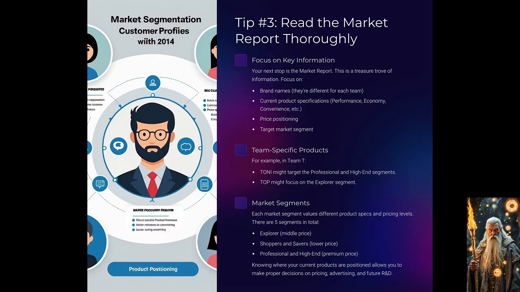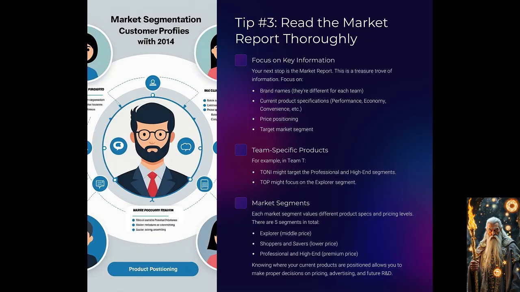Each market segment values different product specs and pricing levels. There are 5 segments in total: explorer, middle price, shoppers and savers, lower price, professional and high-end, premium price. Knowing where your current products are positioned allows you to make proper decisions on pricing, advertising, and future R&D.